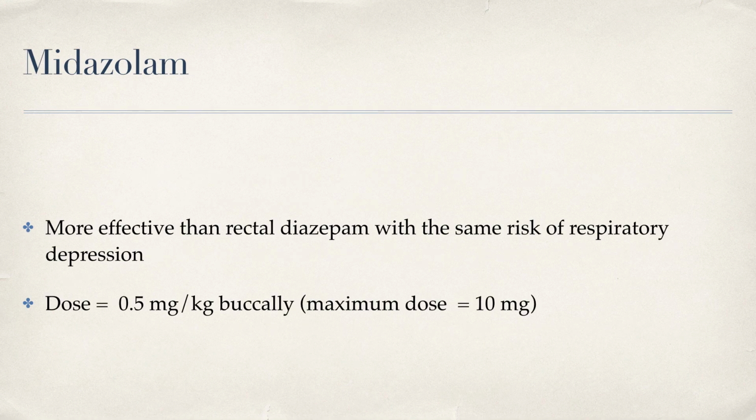So now I want to look at buccal midazolam. So studies have shown that buccal midazolam is more effective than rectal diazepam, so it should be used first line when intravenous access cannot be rapidly established. And the risk of respiratory depression between buccal midazolam and rectal diazepam is the same. So the dose is 0.5 milligrams per kilogram administered buccally, up to a maximum dose of 10 milligrams.